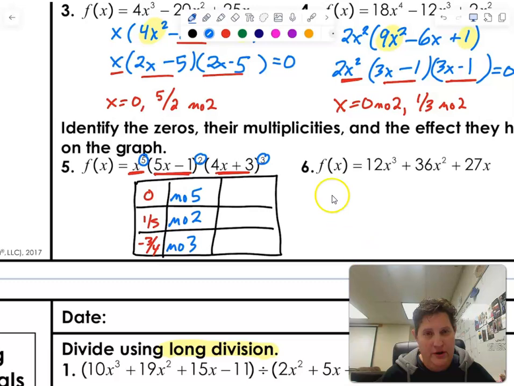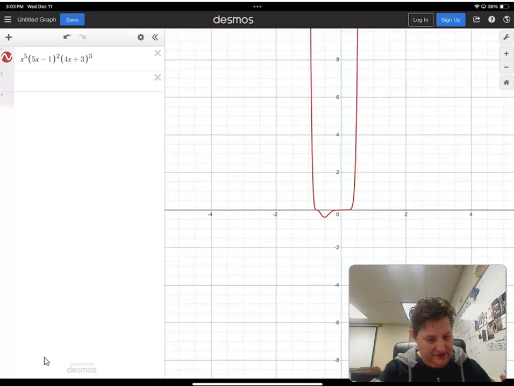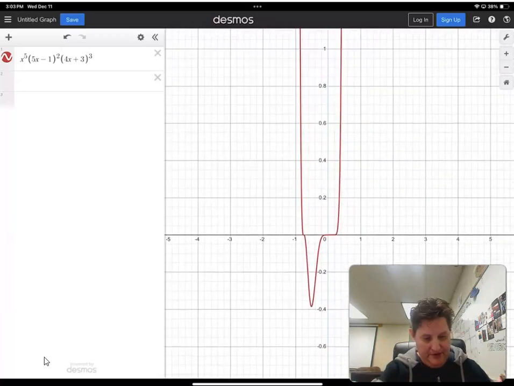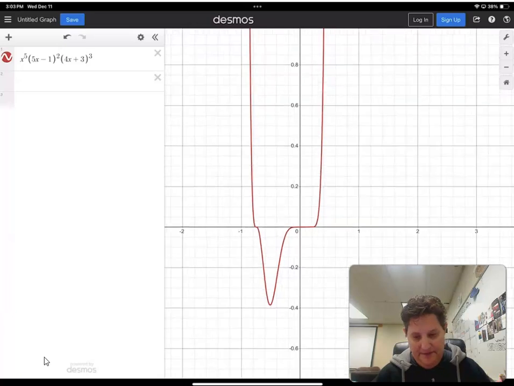Now we're going to go look at the graph of this. You're not going to do any graphing on the test. I just want you guys to see it. So let me pull that up real quick. Okay, guys, so here's our graph now. This is kind of crazy, so I'm going to zoom in on it a little bit and make it look a little bit better.